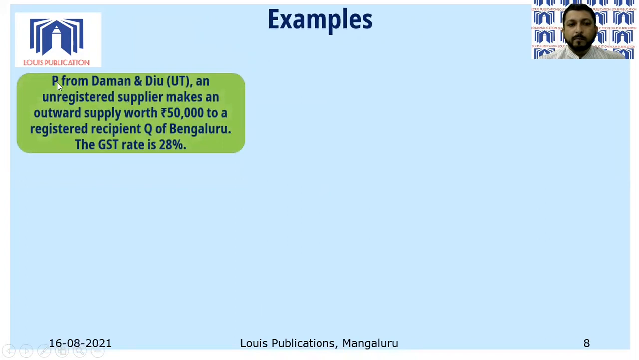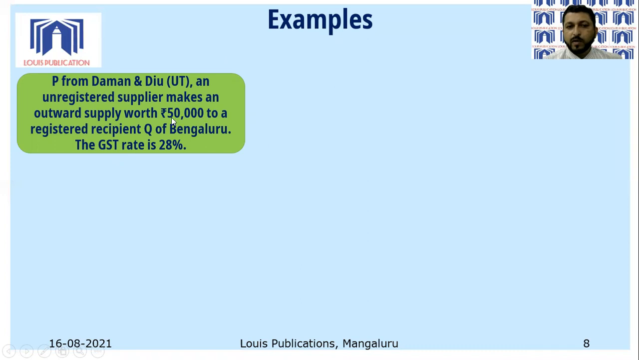A supplier P from Daman and Diu, Union Territory, is an unregistered supplier. He is making an outward supply worth rupees 50,000 to a registered recipient Q of Bengaluru. So from one Union Territory to a recipient based in another state. This is also an example of interstate supply. That is, one Union Territory and one state is good enough for interstate supply.